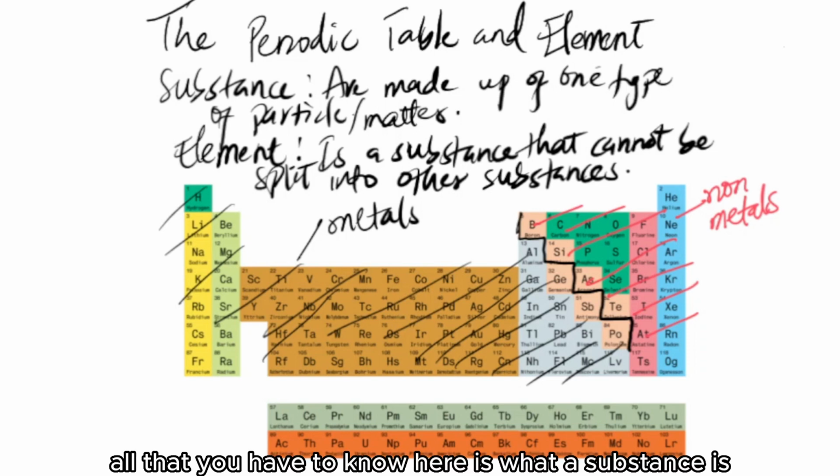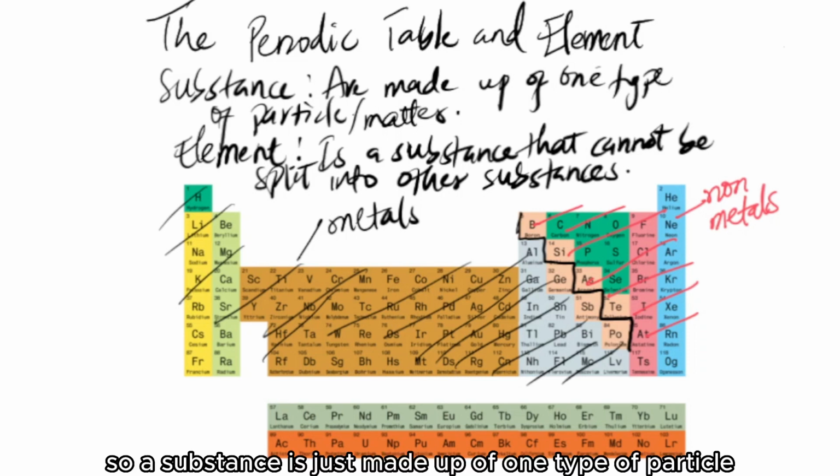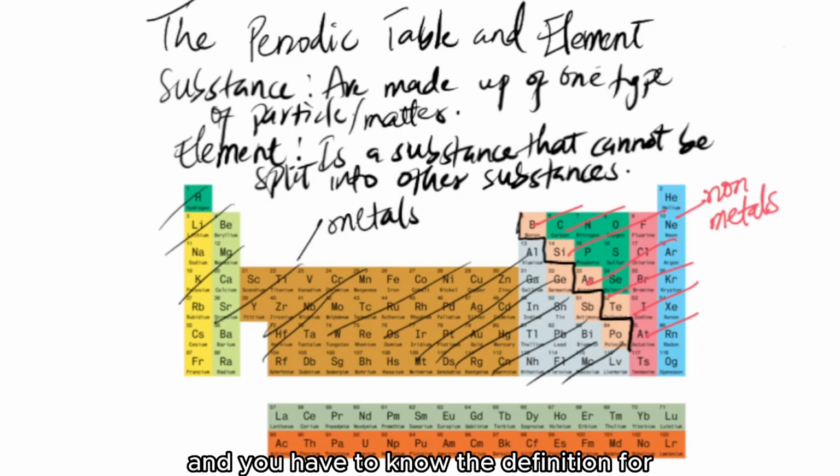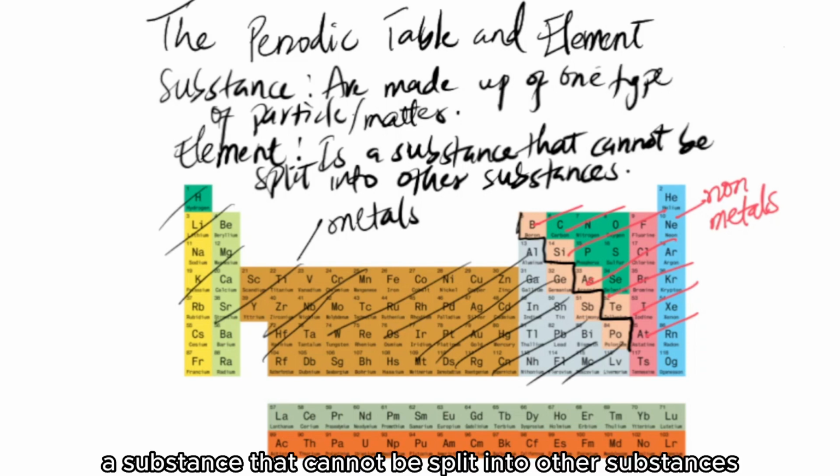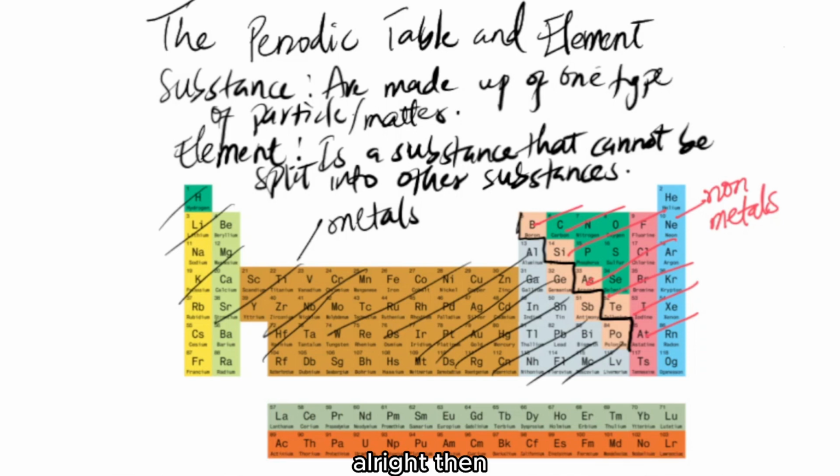All that you have to know here is what a substance is. A substance is just made up of one type of particle, and you have to know the definition for what an element is: a substance that cannot be split into other substances. Then on the periodic table, you need to know where your metals are and where your non-metals are.